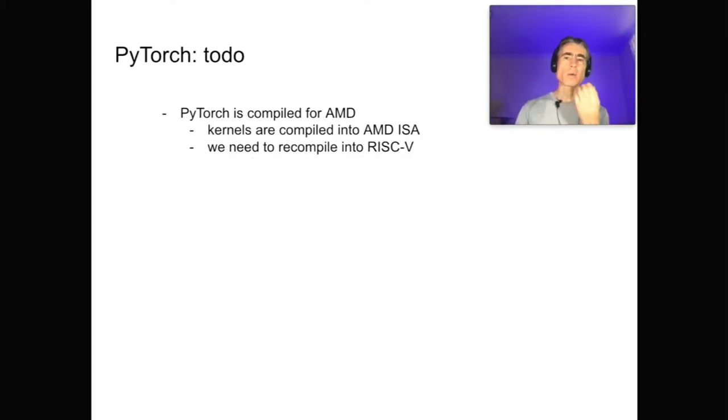So PyTorch is compiled for AMD. Well, it's compiled for CUDA, and you can also compile it for AMD here. When it's compiled for AMD HIP, the kernels are compiled into the AMD ISA. So those won't run on our GPU because we need them compiled into the RISC-V ISA. Now, more or less what we just need to do is to recompile PyTorch using our own runtime and libraries. However, we need to create those libraries so that when we compile PyTorch, it will compile into RISC-V. This needs a bit of tweaking and hacking around.